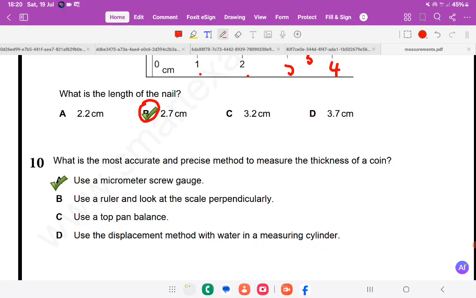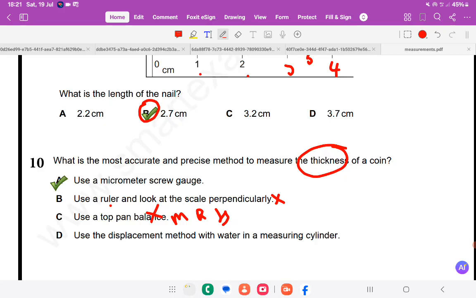If you look at B, C, and D, all these are incorrect because a ruler is too big to measure the thickness of a coin, so it cannot be B. Why is C not correct? Use a top pan balance. A top pan balance measures mass, and here the question is talking about thickness, which is length. So we cannot use a top pan balance. Therefore, C is incorrect.